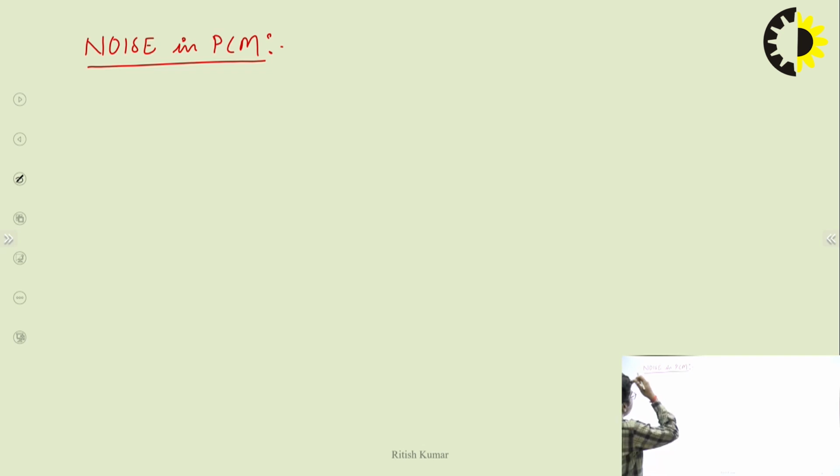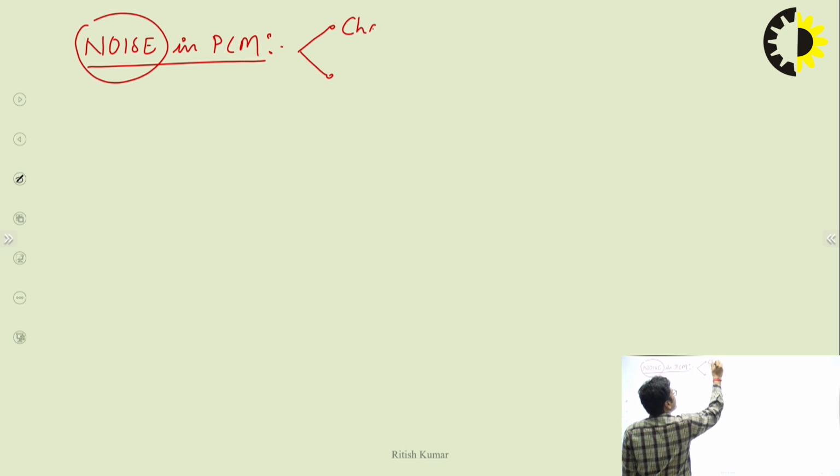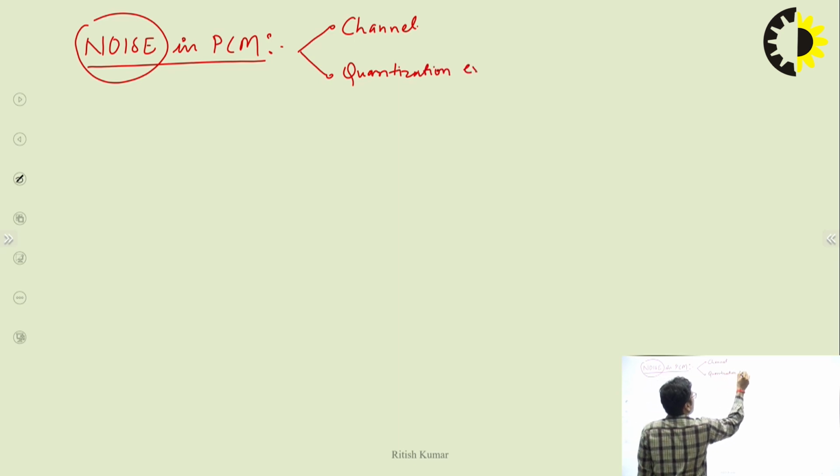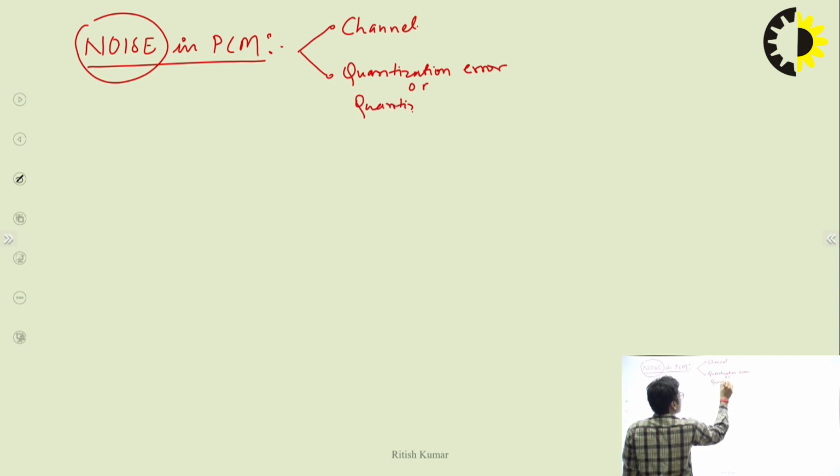So, if I talk about the noise in the PCM system, we can have two kinds of noise. The first one is the channel noise, as we know, and the second one is the quantization noise. We can say quantization error, or quantized noise. Right, here is channel noise.